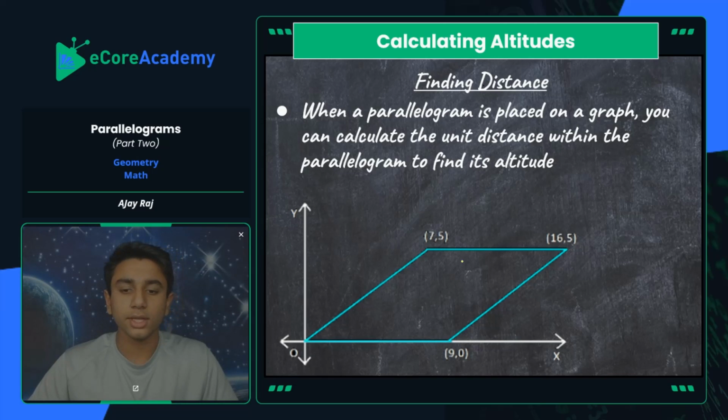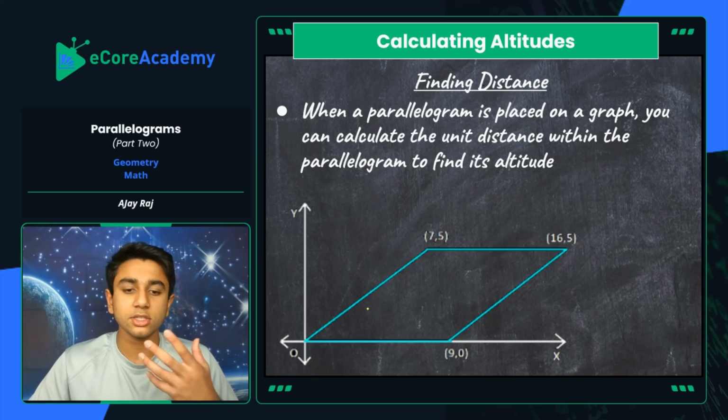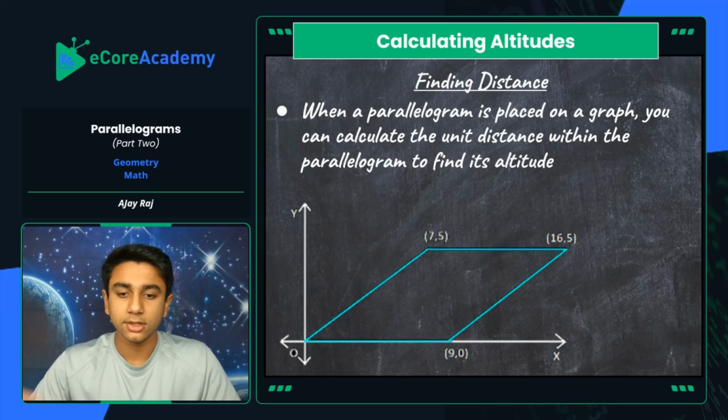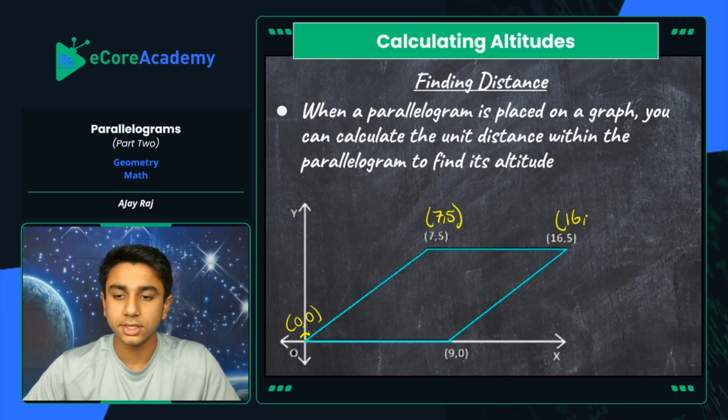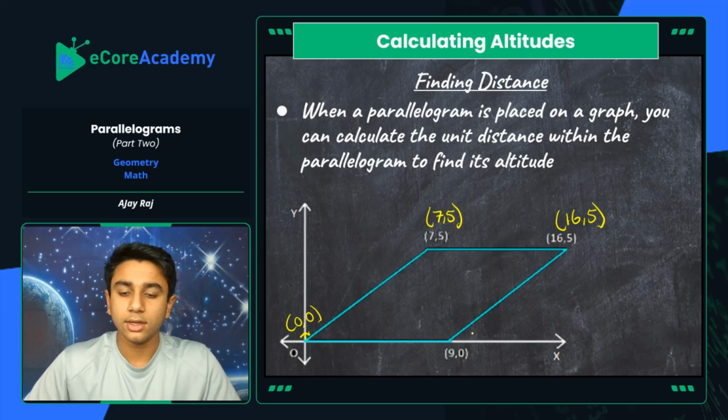So if we're taking a look at this parallelogram here, we know that this is placed on an XY coordinate plane with our X running horizontally and our Y running up vertically, and they're intersecting to form that plane. This parallelogram is located at multiple points. Here it's located at the origin, 0, 0, right here. And then as specified here, it's going to be at 7, 5. These are all the vertices that are located at these points. So this is 7, 5, 16, 5, and 9, 0.